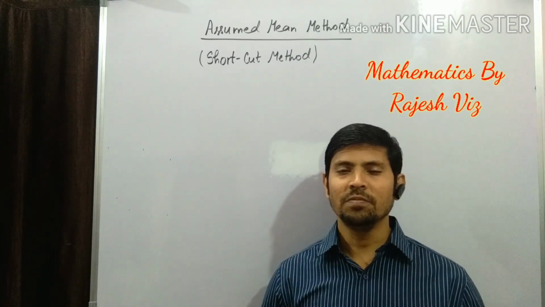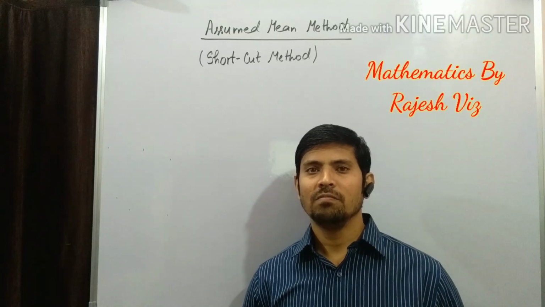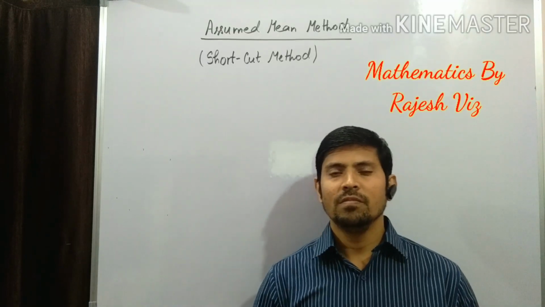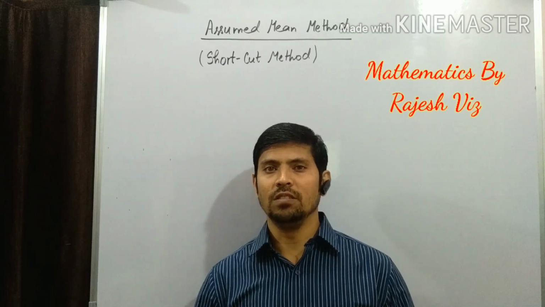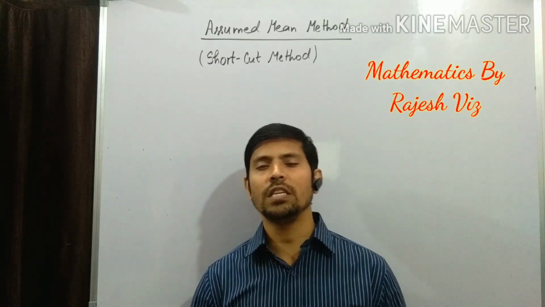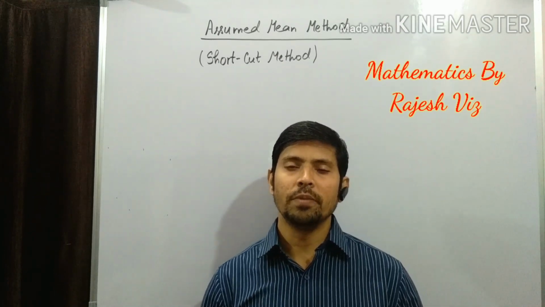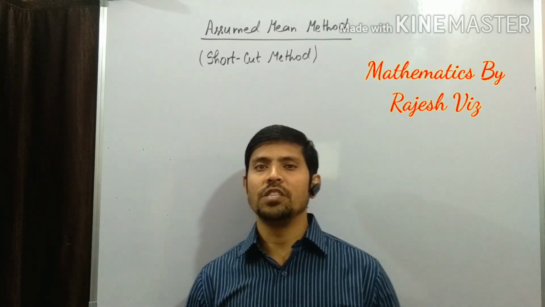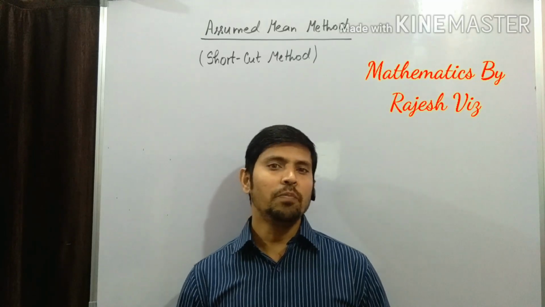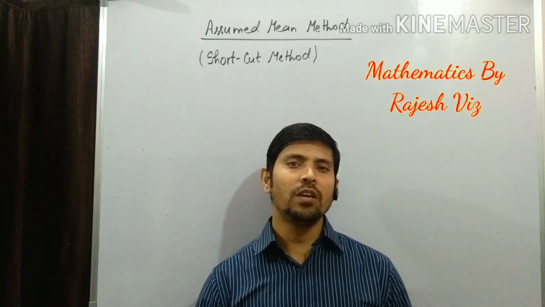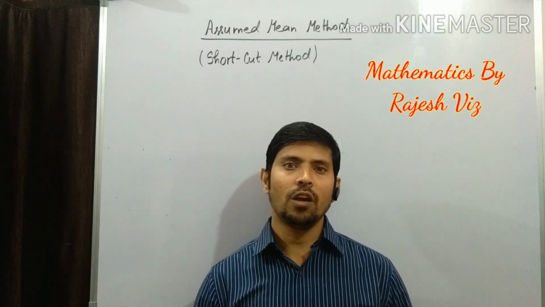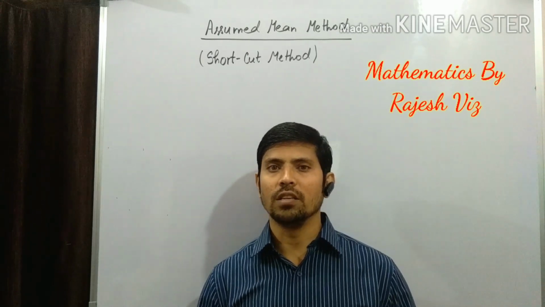We have discussed in the previous lecture about mean, and the three methods: the direct method, the shortcut method, that is the assumed mean method, and the step deviation method. In the previous one, we discussed how we find the mean by using the direct method for grouped and ungrouped data.